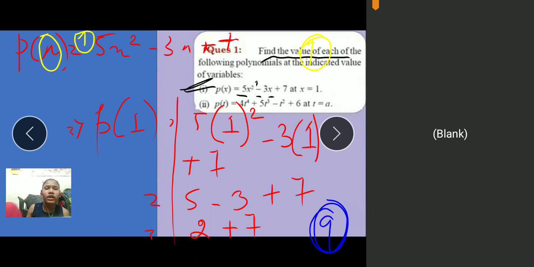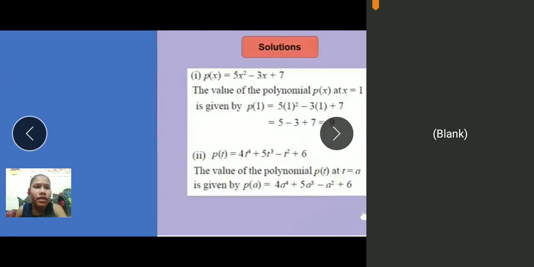In today's session we will not make the video very long. We will try to finish it as soon as possible. Then the second thing that comes over here is the solution. In the first question, the answer that we are getting is 9. That was the solution.